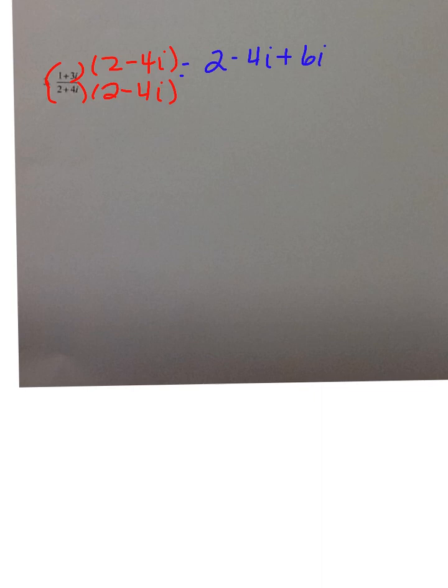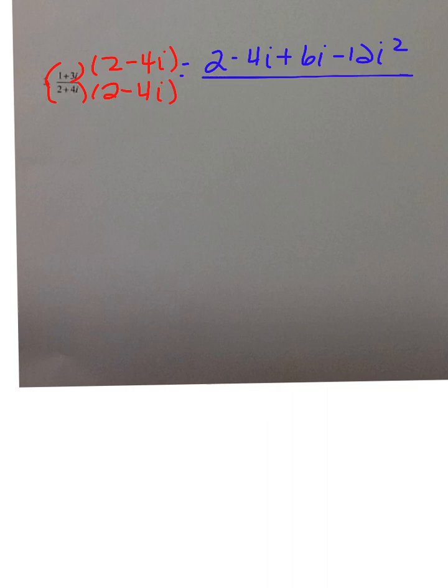Okay, so I have 1 plus 3i over 2 plus 4i. So I'm going to multiply by the conjugate of 2 plus 4i, which is 2 minus 4i. All right, so let's double distribute in the numerator. So I have 1 times 2 is 2. 1 times negative 4i is negative 4i. 3i times 2 is 6i. 3i times negative 4i is negative 12i squared.